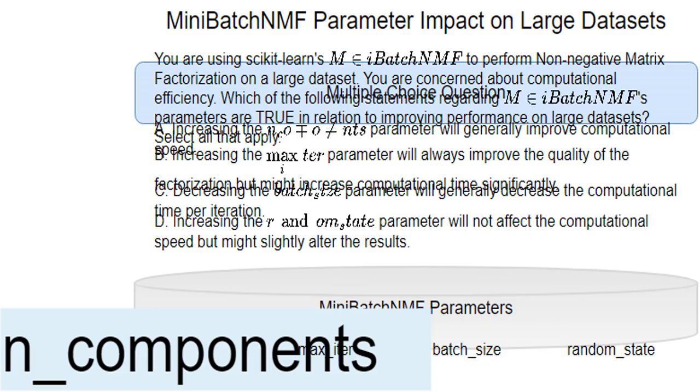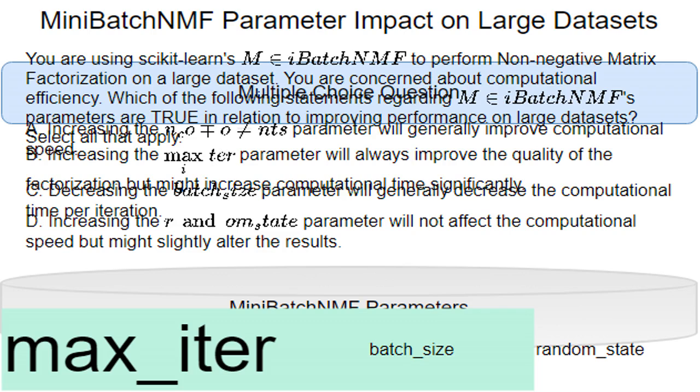This parameter determines the number of latent features MiniBatchNMF will extract. A higher number means more features, but that also increases the computational cost. This sets the maximum number of iterations the algorithm runs. More iterations can lead to a better solution, but it also takes more time.